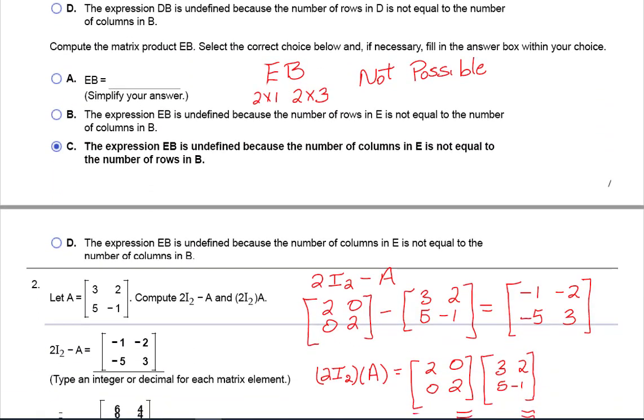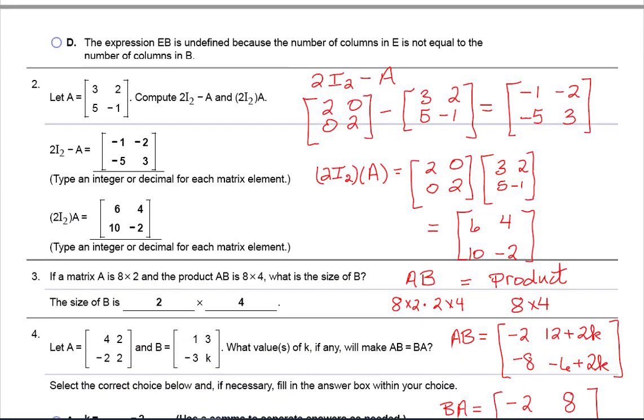Let's see, what about E times B? E is 2 by 1, B is 2 by 3. Not possible. The number of columns of E does not match the number of rows of B. Let's see, in question 2, we have 2 times I2. I2 means it's a 2 by 2 matrix with ones down the main diagonal.